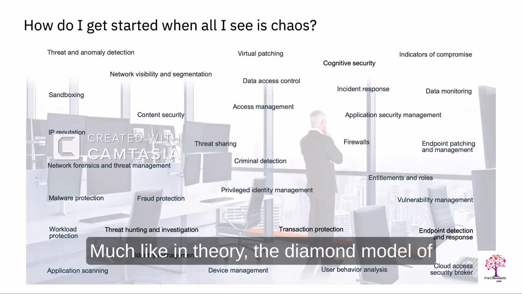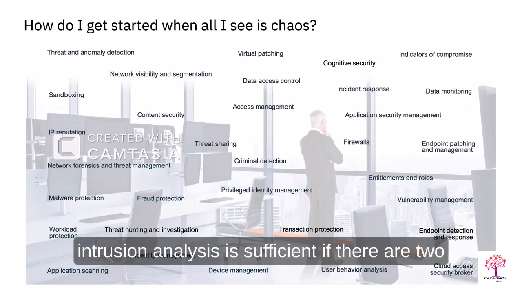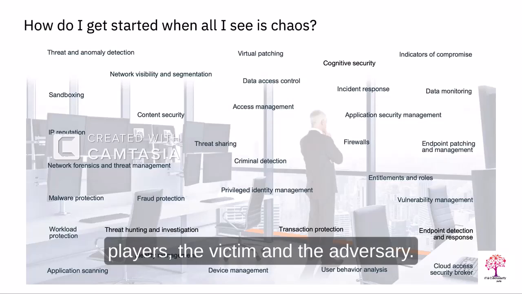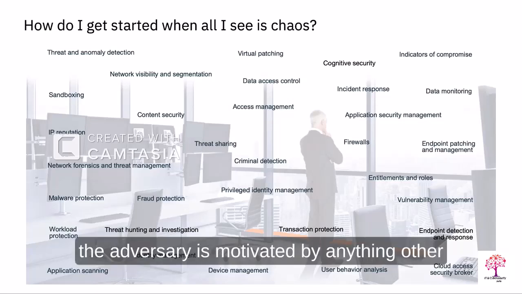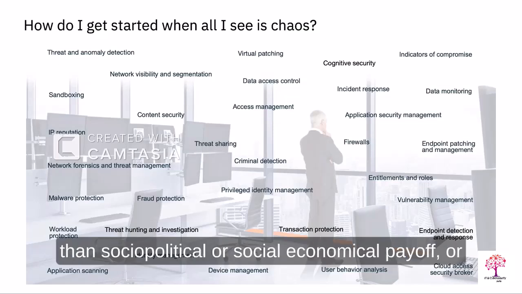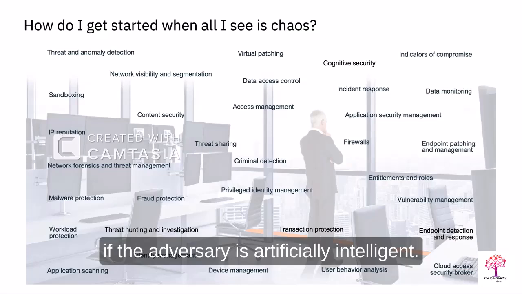Much like in theory, the diamond model of intrusion analysis is sufficient if there are two players, the victim and the adversary. But it tends to fall apart if the adversary is motivated by anything other than sociopolitical or socioeconomic payoff, or if the adversary is artificially intelligent.